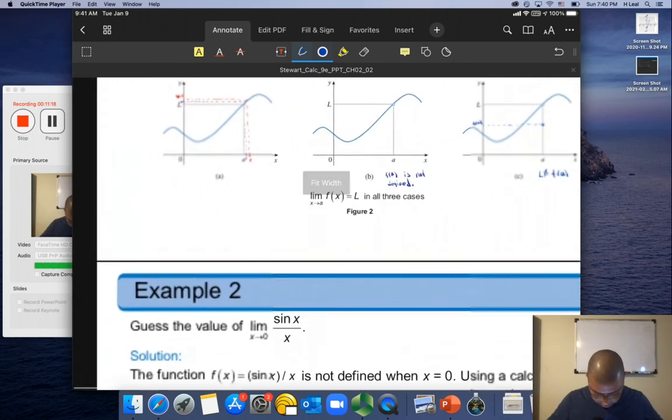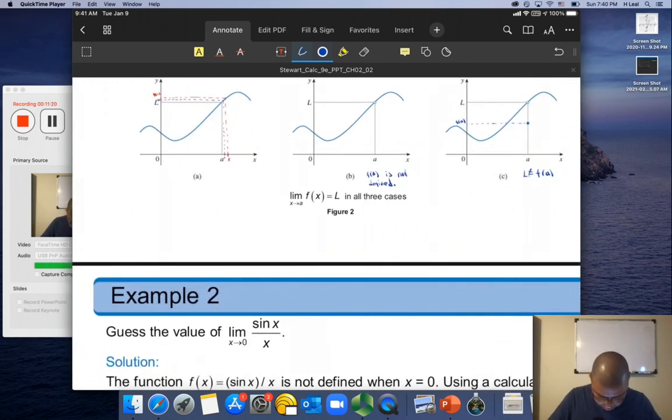And in all three cases, even though we had these issues, f of a was kind of different, sometimes not defined, sometimes far from L. In all three cases, the limit of f of x as x approaches a equals L. Okay, try and work on this and get the intuition very solidly.